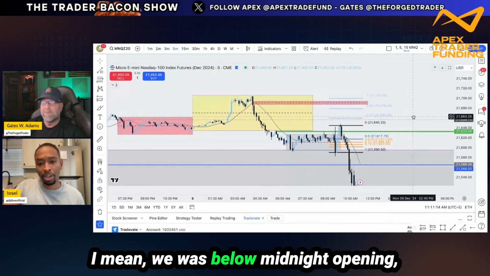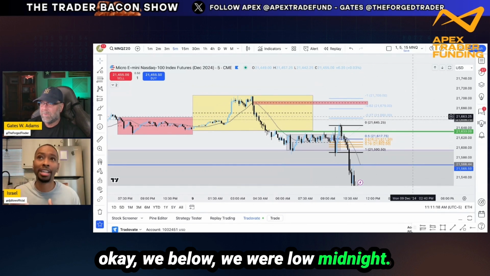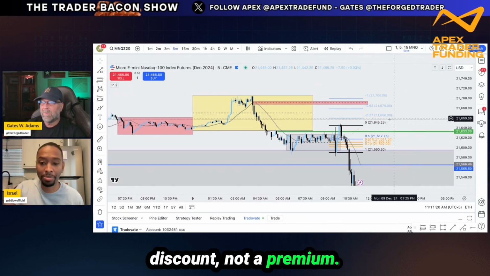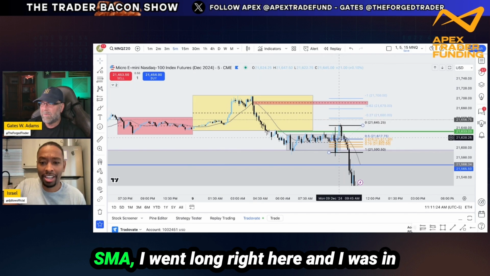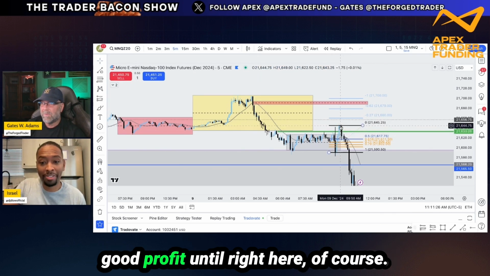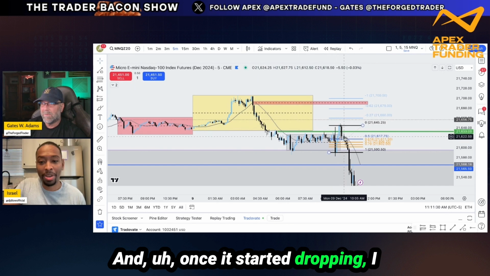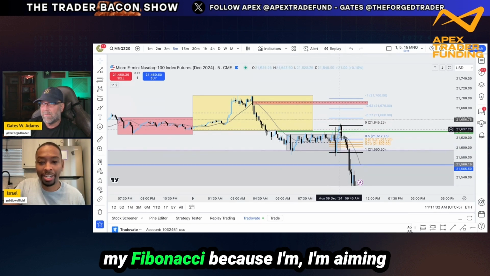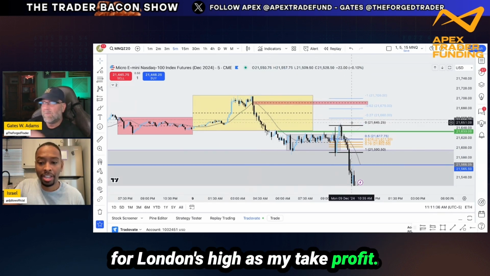I knew we was below midnight opening, so I was looking for a long. I said, okay, we're below midnight. That means we're at a discount, not a premium. So once I got a close above the 20 SMA, I went long right here. And I was in good profit until about right here, of course. And once it started dropping, I was thinking, well, maybe let me draw my Fibonacci because I'm aiming for London's high as my take profit.